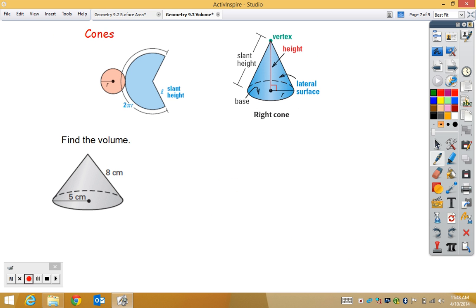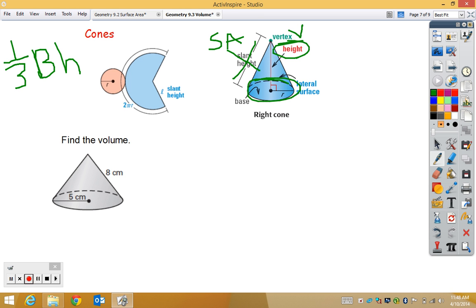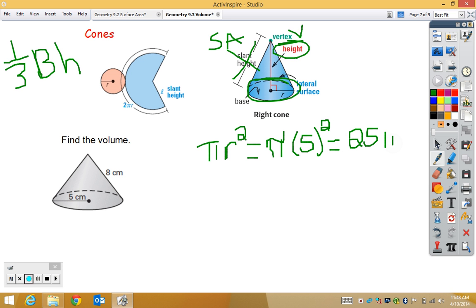Alright, now we have a cone. A cone, again, remember, is 1/3 area of the base times the height. Our base is going to be the circle, and then we're going to use the height, again, not the slant height. That's for surface area, this height is for volume. So here, I can definitely get the area of my base, pi r squared, because it's a circle. So pi 5 squared gives me 25 pi. But I need the height. Now they give me my slant height, but that doesn't do me any good in this example. That would have been perfect for surface area, but not for volume.